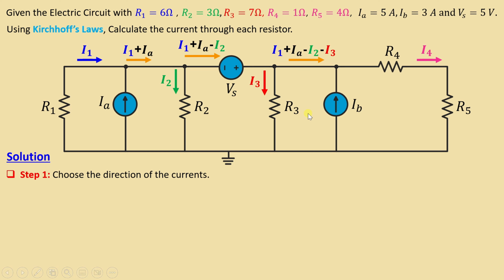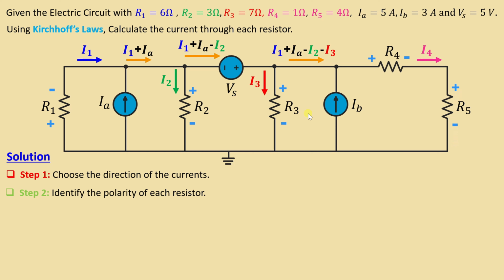After we finish step number 1, we go to step number 2, which is to identify the polarity of each resistor. We know that the current always flows from the high potential to the low potential. That means this is the positive and negative of R1, positive and negative of R2, positive and negative of R3, positive and negative of R4, and finally positive and negative of R5.